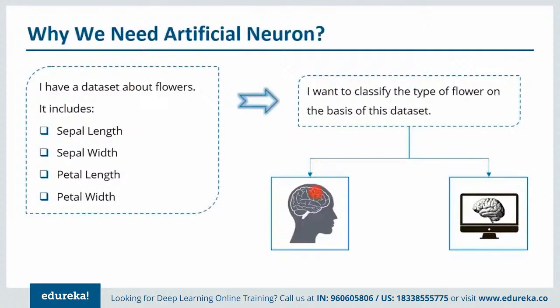So what we can do is train a machine to do that task for us, or we can put our brain inside a machine so that it can classify the flowers for us. With this, what will happen? The machine will never get tired and it will make better predictions as well. So this is why we create artificial neurons, so that there's a system present that can mimic our brain.